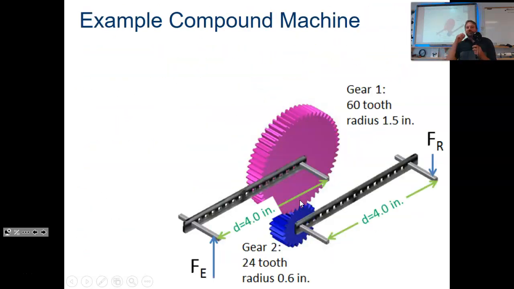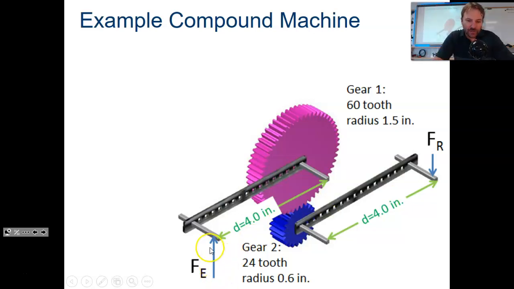Now, here's a compound machine. It looks like I've got a wheel and axle right here because I have a long distance that I'm turning, and then a wheel and axle, and then I have a gear ratio, and then I have another wheel and axle. So this is three simple machines tied together to make one compound machine.